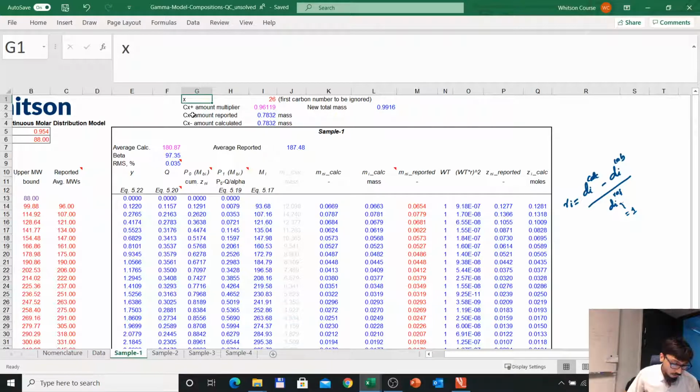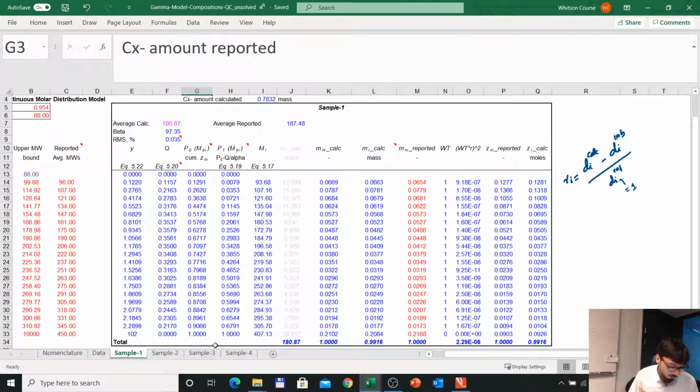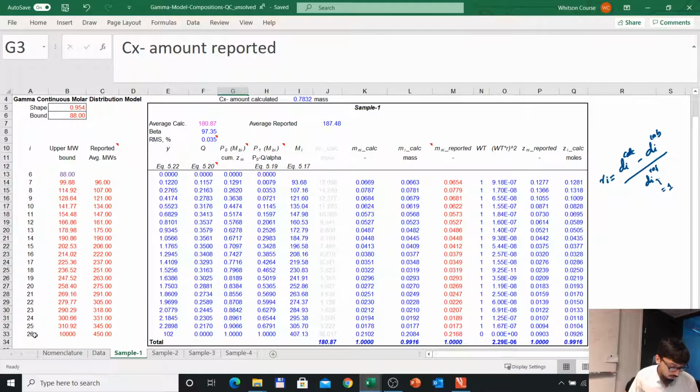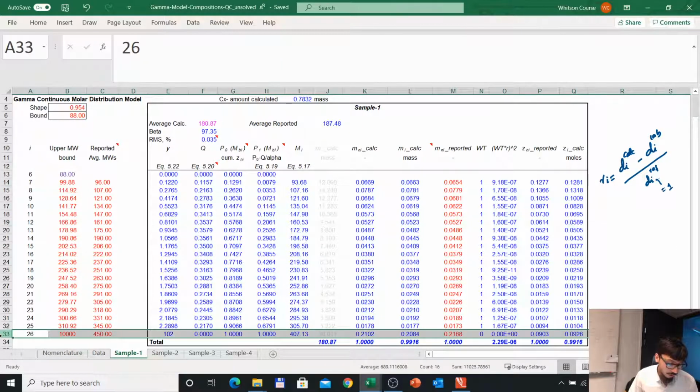So then what we have here, we can discuss this first: Cx minus amount reported and Cx minus amount calculated. What do we mean by that? So we now know what Cx is. Whatever x you choose, that will be your Cx. So for example, if x is 26 here, then the Cx would be your C26, or C26 plus. So this would be your Cx.